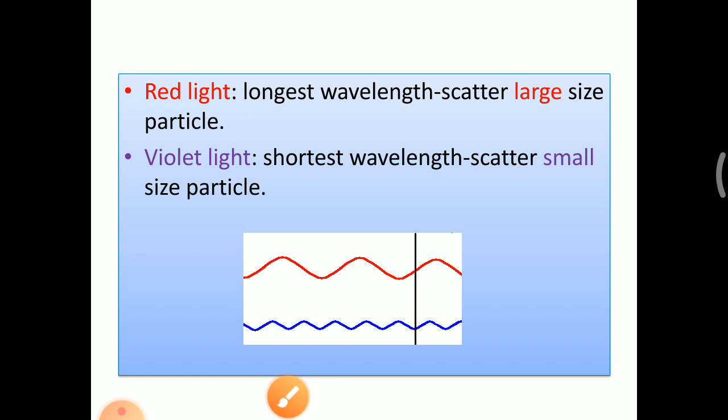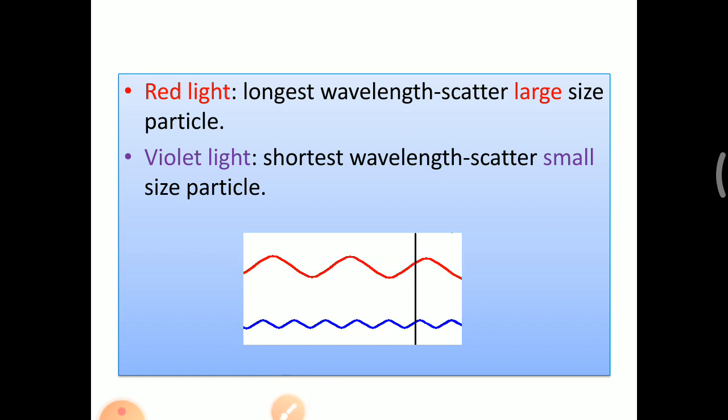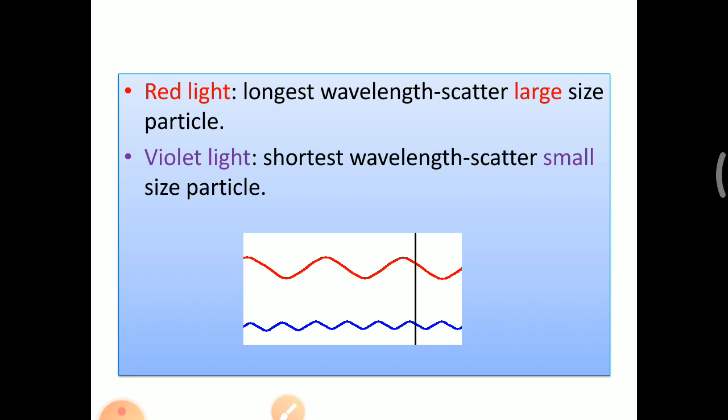Now you understood that the scattering of light depends on two factors. One is the size of the suspended particles and another one is the wavelength of the light.